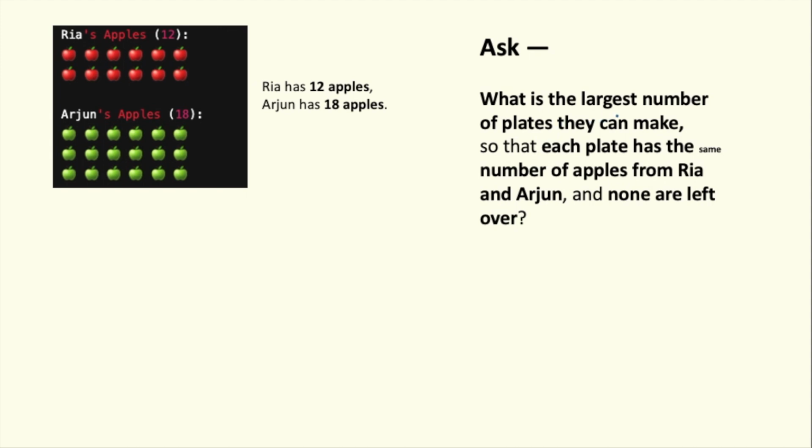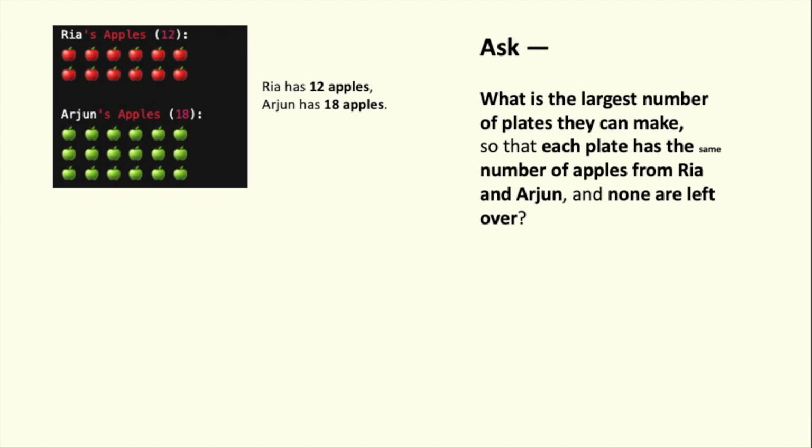So here's the question. What is the largest number of plates they can make so that each plate has the same number of apples from both and none are left over? Now think about this. What are we exactly trying to do here? We are trying to divide Riya's 12 apples and Arjun's 18 apples into equal parts. And we want to do that in the best possible way, meaning we want the most plates we can make with no apples wasted. That means we are looking for a number that can divide both 12 and 18 exactly. Sound familiar, right? Yes, this is exactly where HCF comes in. So the real question here is, what is the HCF between 12 and 18?